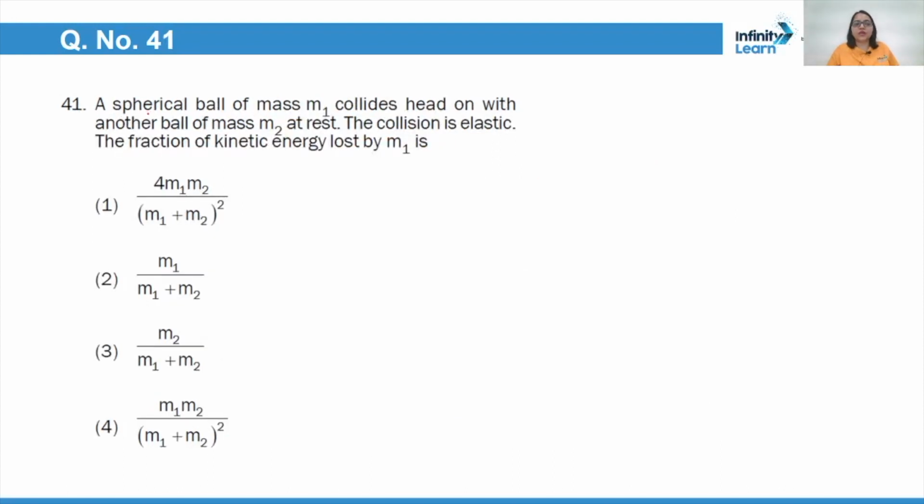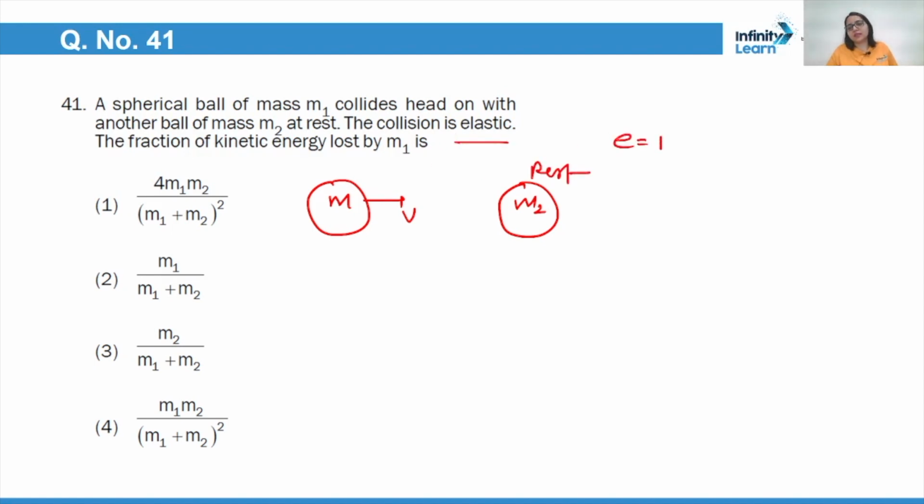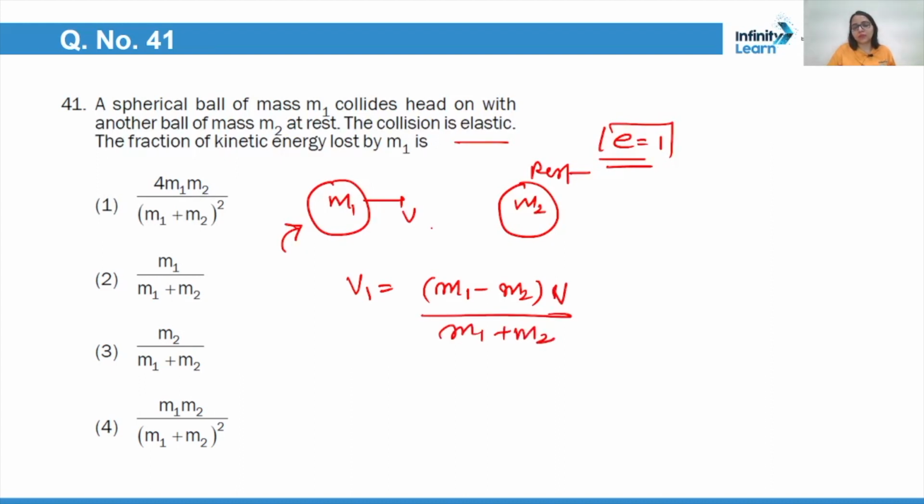Question number 41. We have a spherical ball of mass m1 which collides head on with another ball of mass m2 at rest. The collision is elastic, that is e is equal to 1. Then the fraction of kinetic energy lost by m1 is. So v1 after the collision will be m1 minus m2 into u1 divided by m1 plus m2, plus 2 m2 u2 divided by m1 plus m2. So this is the velocity of the first ball after the collision.